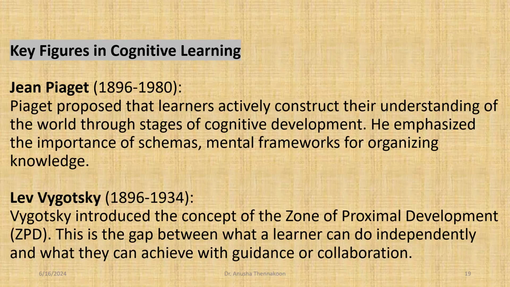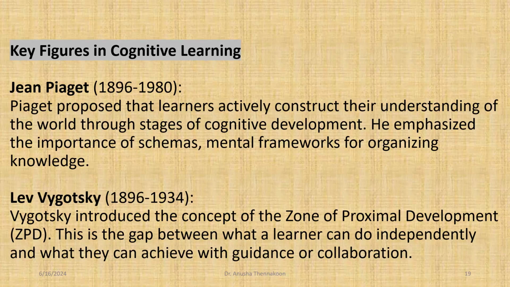He emphasized the importance of schemas, mental frameworks for organizing knowledge. So schema theory is another theory actually. That's about how our brain acquires information, stores it, and reuses it when and where it is necessary.